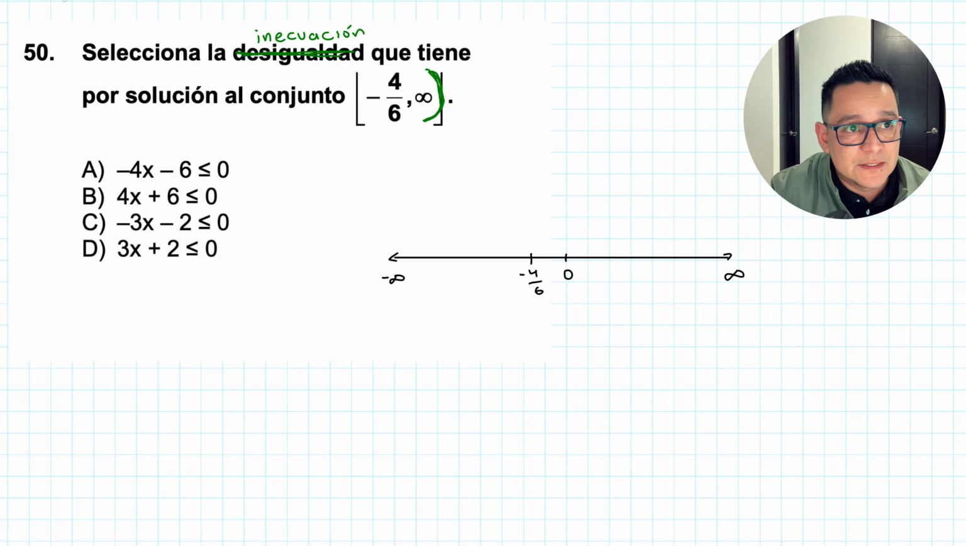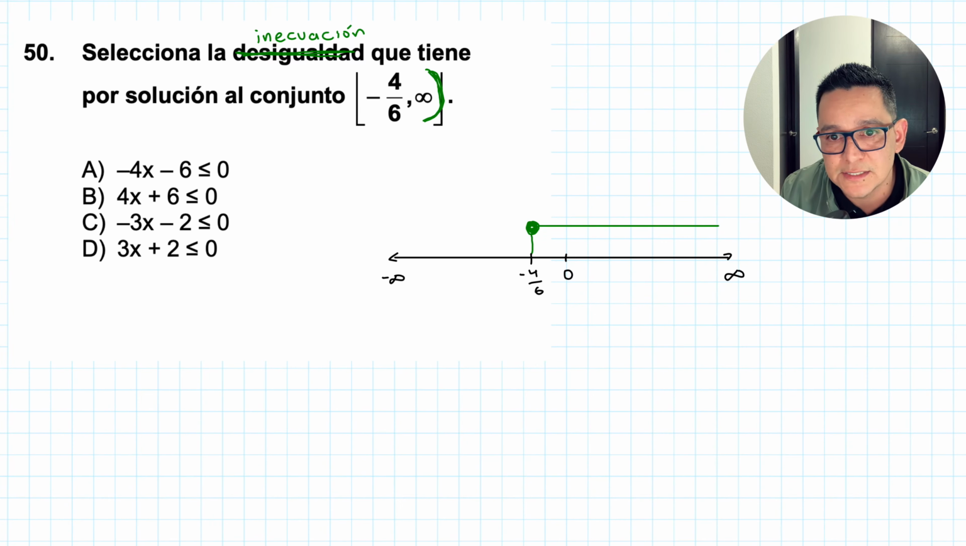Okay, now it's telling you that it's the interval that goes from negative 4/6 to infinity. And it's also telling you that it includes negative 4/6, right? That's why it has a bracket. So we're going to draw a circle, and we're going to fill it in. And now we're going to move to the right, since it's saying it goes to infinity, okay? So all the values that satisfy that inequality are from minus 4/6 to infinity.